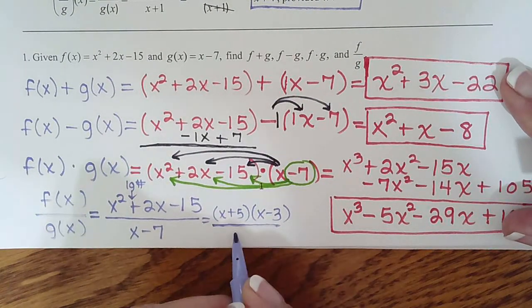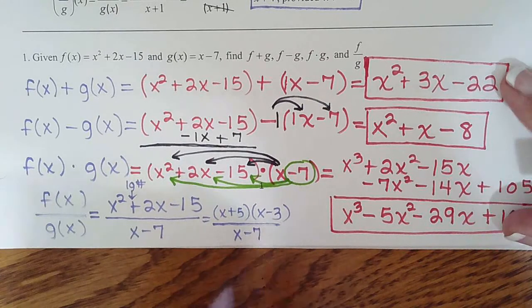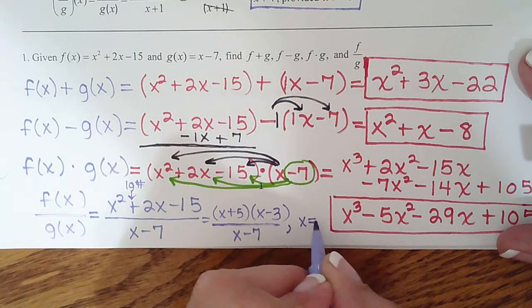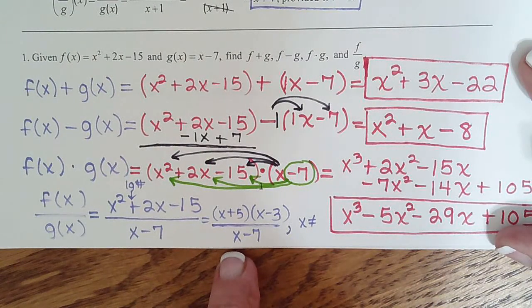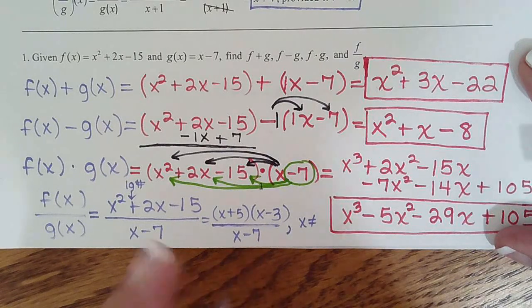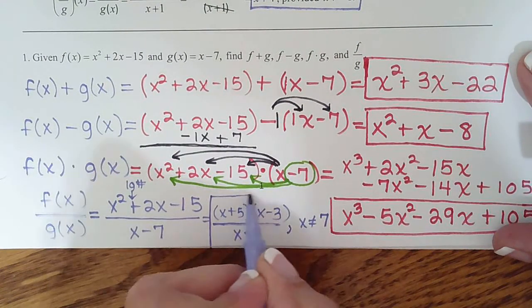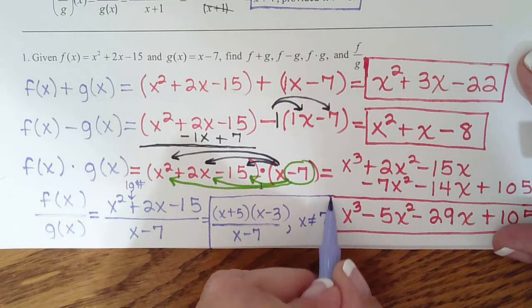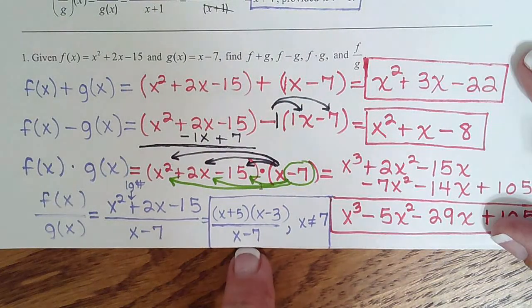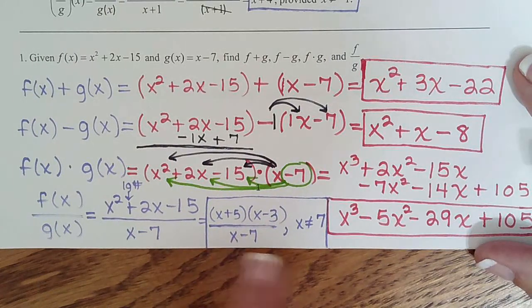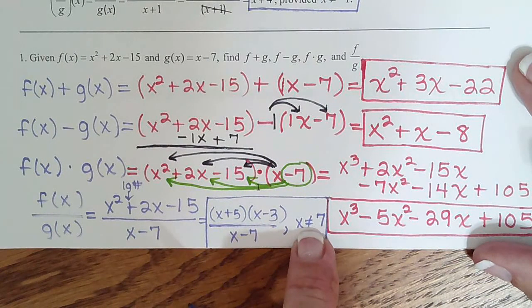On this one, nothing cancels, so that just means it's our answer, but then we have to write x cannot equal, what would make this 0? 7, right? 7 minus 7. So we have to circle that whole thing as our answer. So what you get after factoring, and then nothing canceled, so that just means that's our answer, but then we have to name the restricted value, x cannot equal 7.